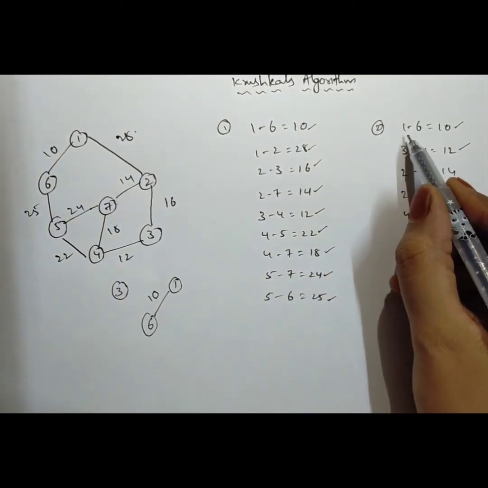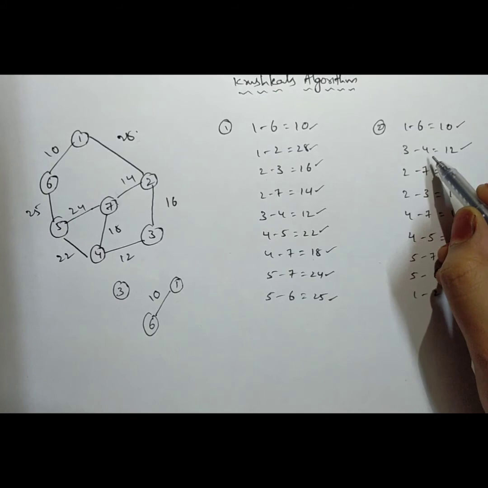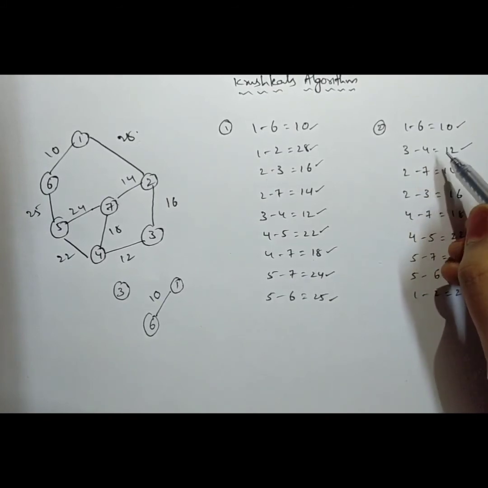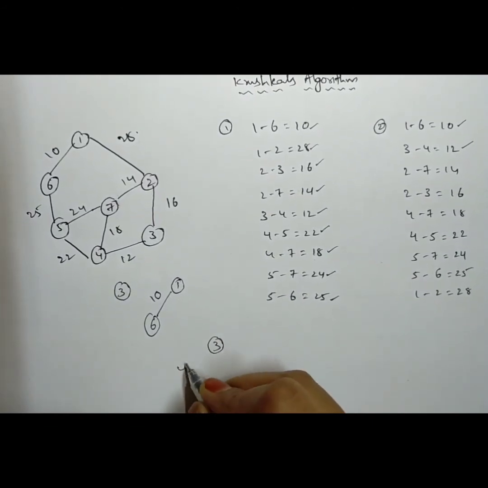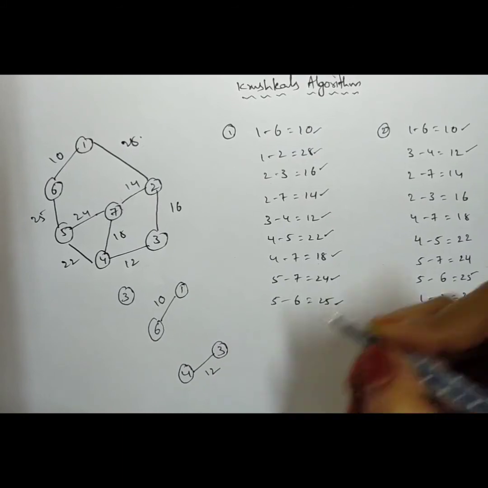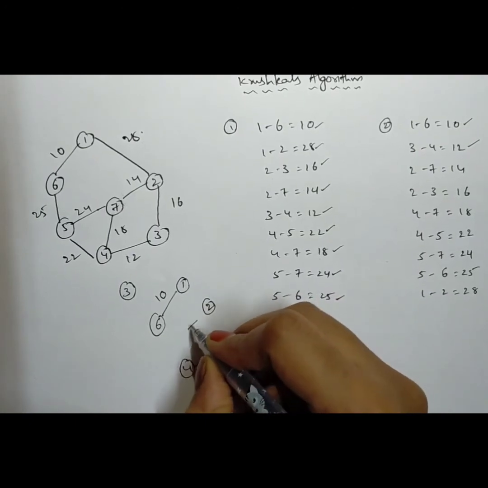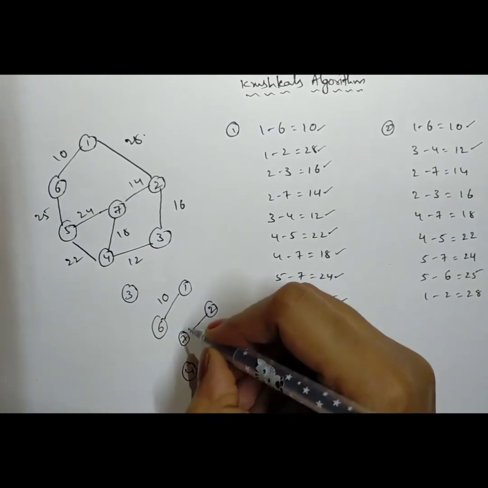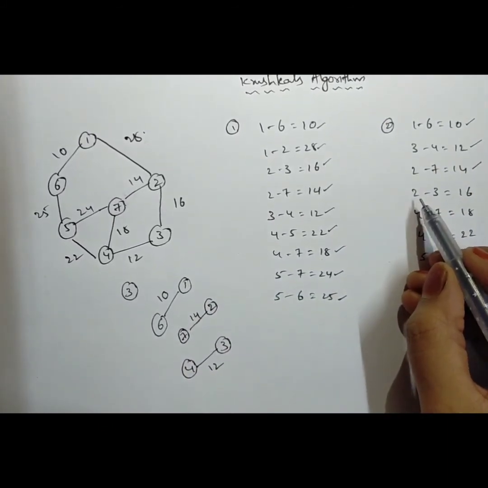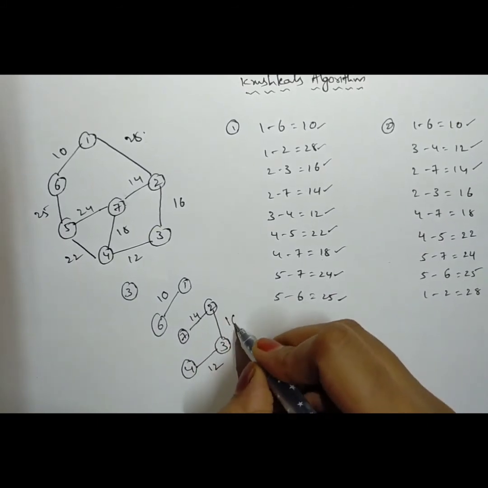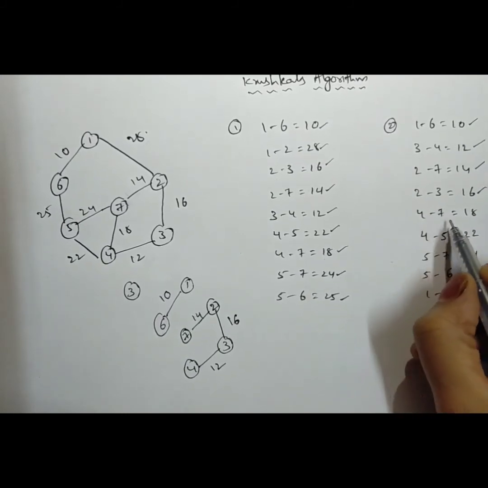First I am considering the edge 1 to 6 with weight 10, and from here I am drawing the connection between the vertices 3 and 4 with an edge 12. 3, 4, weight is 12, and now I am considering the edge 2 to 7 with an edge 14, and now I am considering the edge 2 to 3 with weight 16, and this is also completed. 4 to 7.